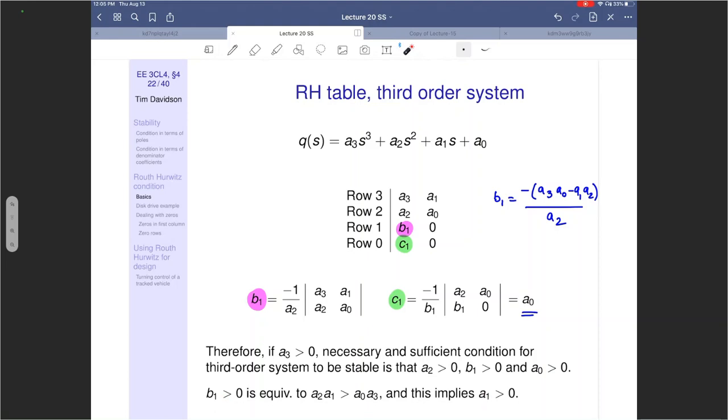So you see what happened here. For the third order system, A3 greater than 0, A2 greater than 0, A1 greater than 0, and A0 greater than 0. So if all the coefficients of the third order system are greater than 0, we know that this is going to be a stable system as well. Now we can expand this to a more generic form, right?